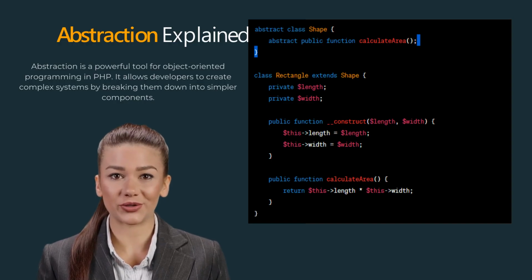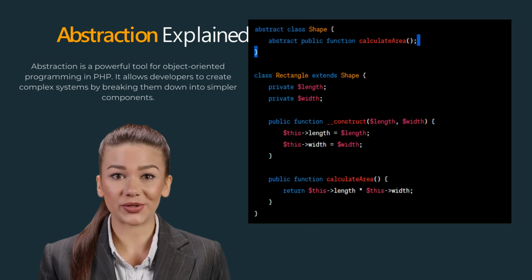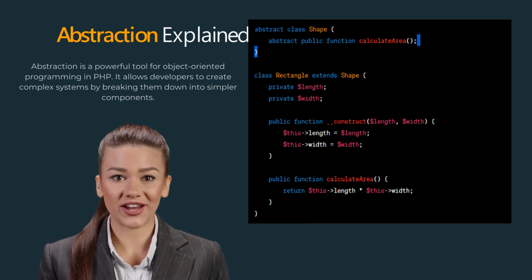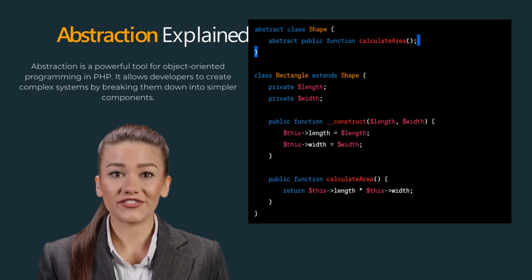Abstraction focuses on capturing the essential features and behavior of an object while hiding unnecessary implementation details. In PHP, we can achieve abstraction by using abstract classes and interfaces. Let's see an example. In this example, we define an abstract class shape that declares an abstract method, calculateArea. The rectangle class extends shape and implements the calculateArea method according to its specific behavior. By utilizing abstraction, we can define a common interface for different shapes without exposing their internal details.